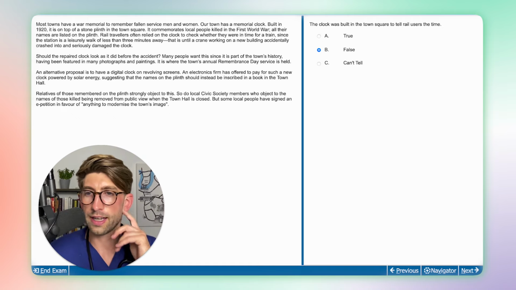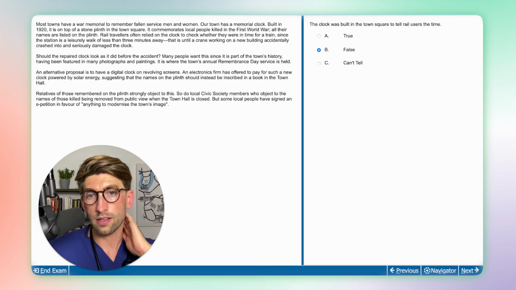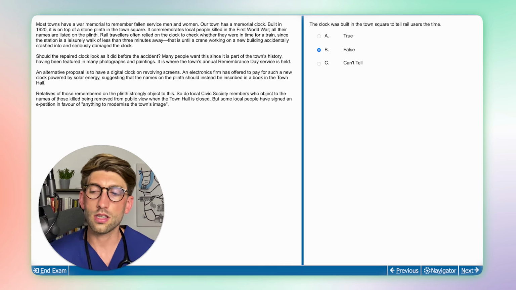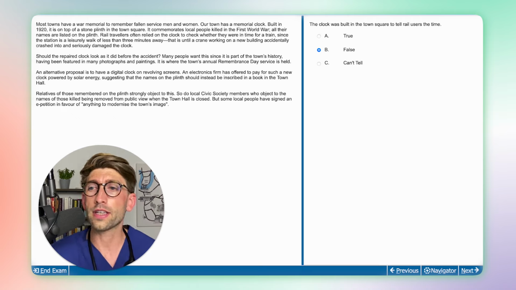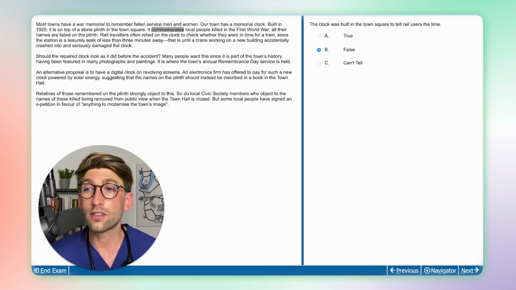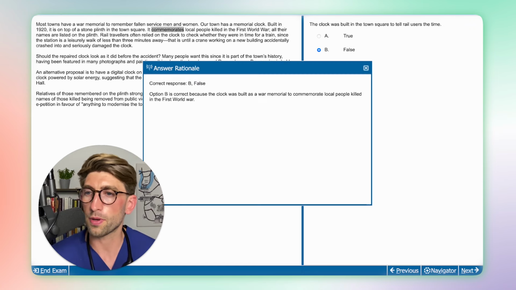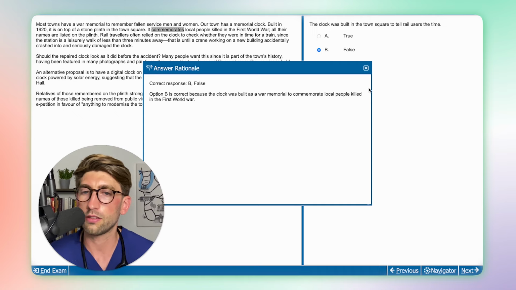Actually, just before we move on, you might think, well, it doesn't say whether the clock was built in the town square to tell rail users the time. You could say, well, it doesn't say why it was built, so you could say can't tell. But I think the fact it says it commemorates the local people killed, in the word commemorate is the insinuation of the reason for its existence. It does say that they use it to tell the time, but that is not actually the reason why it was built. So when we look at the answer here, option B is correct, because the clock was built as a war memorial to commemorate the local people killed in the First World War.